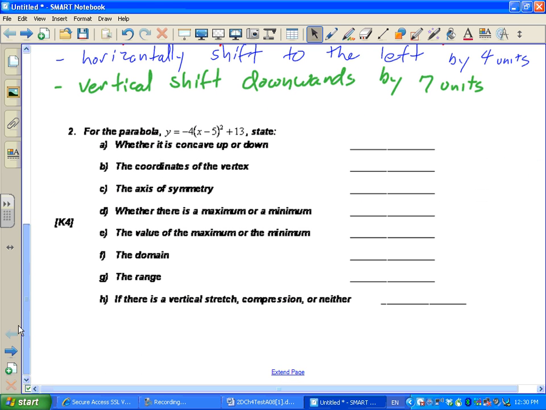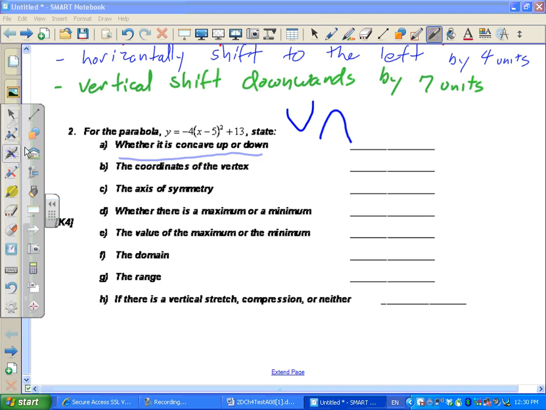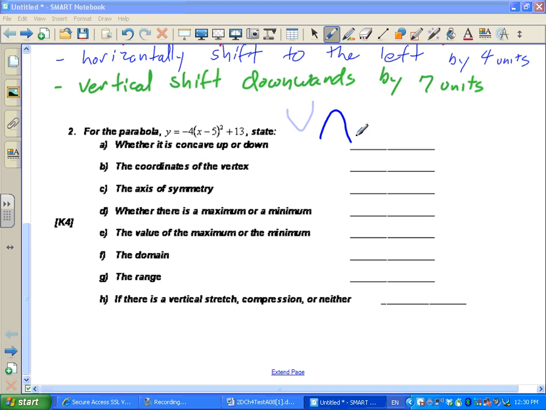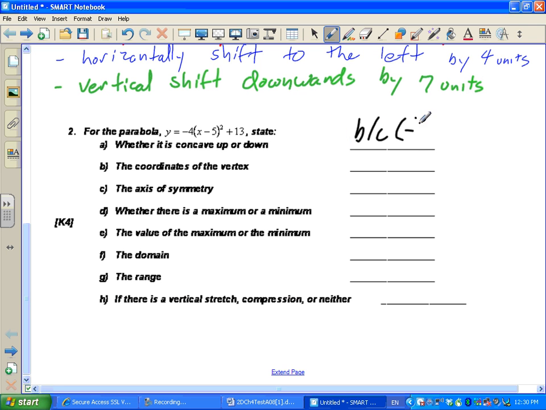Question 2. For the parabola y equals negative 4 times x minus 5 squared plus 13, state, first one, whether it is concave up or down. So is it opening upwards or is it opening downwards? Downwards. Because it's negative, downwards.